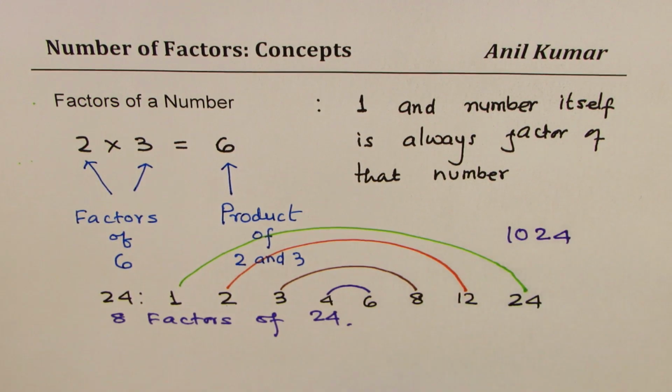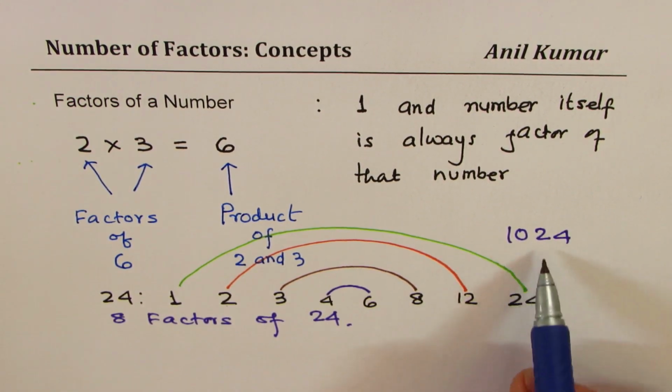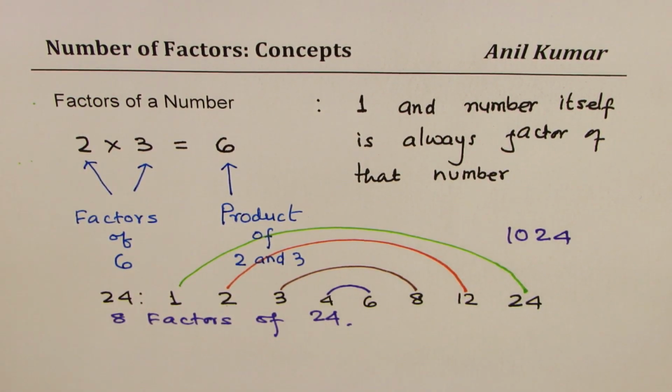So if we have to find the number of factors, then it may be slightly difficult, right? More factors are there when you have a bigger number. That's the whole concept.